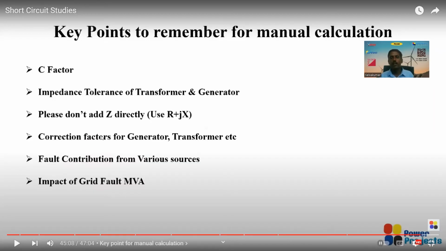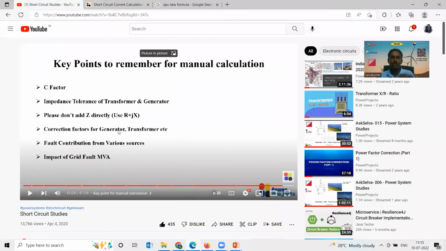That results in a change in the fault currents. You also need to account for the contribution from other sources like motors, which contribute for a very short time, and you need to include the source impedance, which means including the source short circuit MVA, which generally reduces the short circuit current. So whenever you are doing manual calculations, ensure all these key points, which are covered on our YouTube channel in the short circuit video.